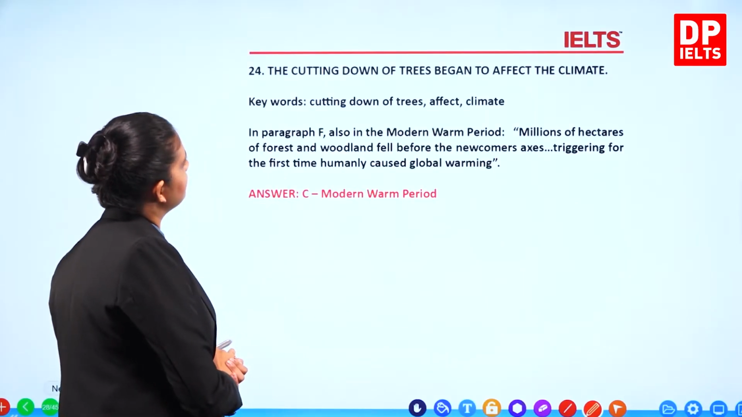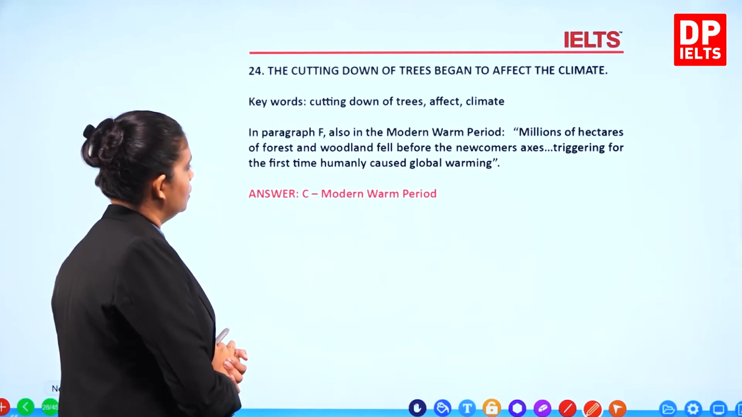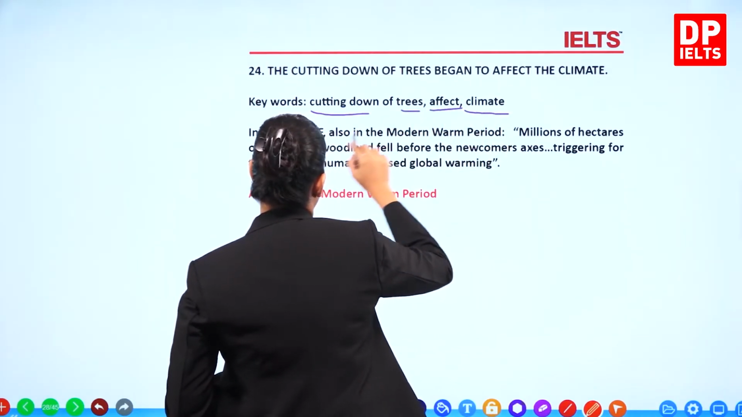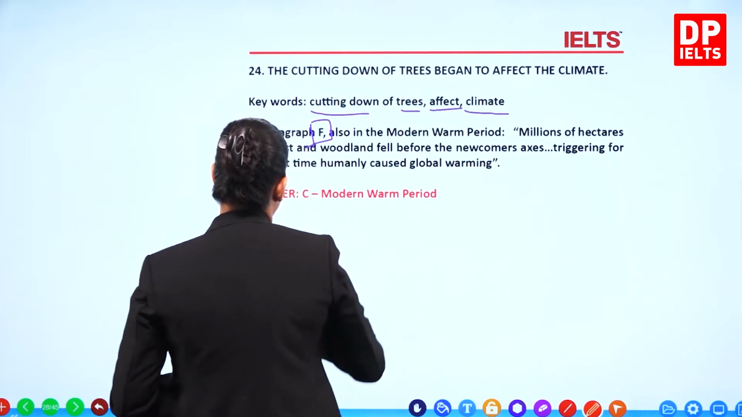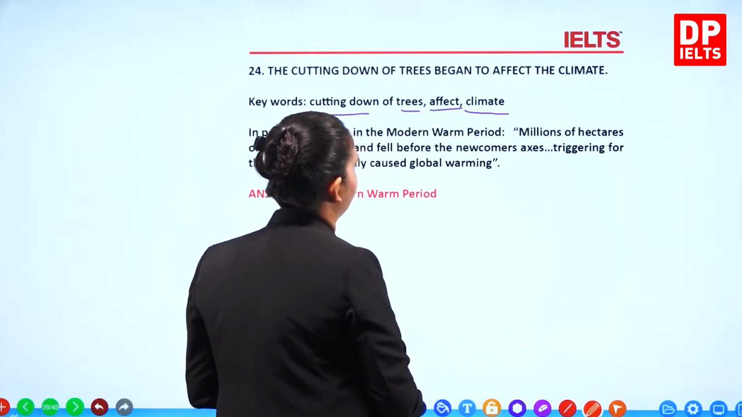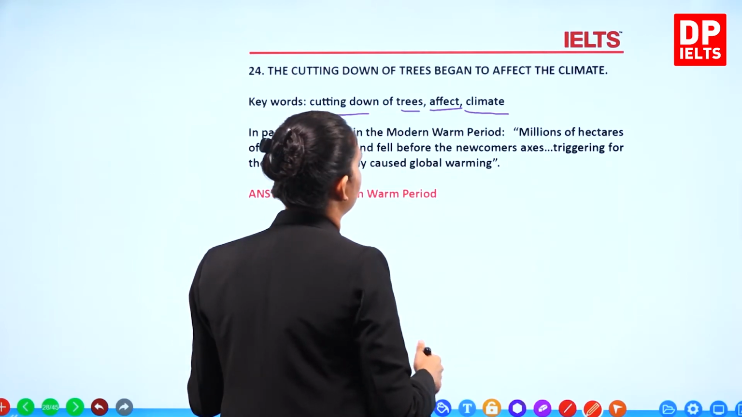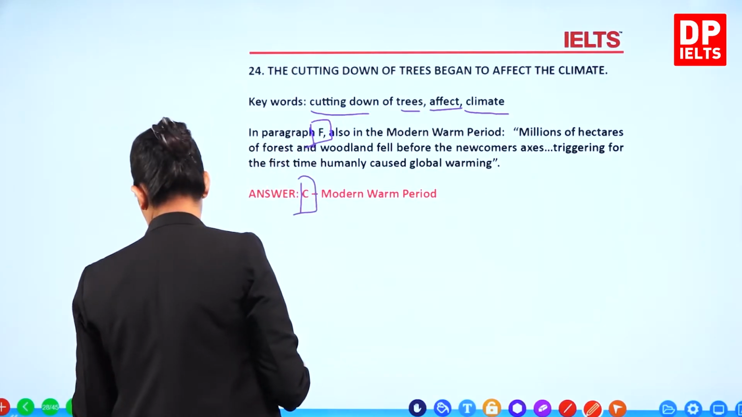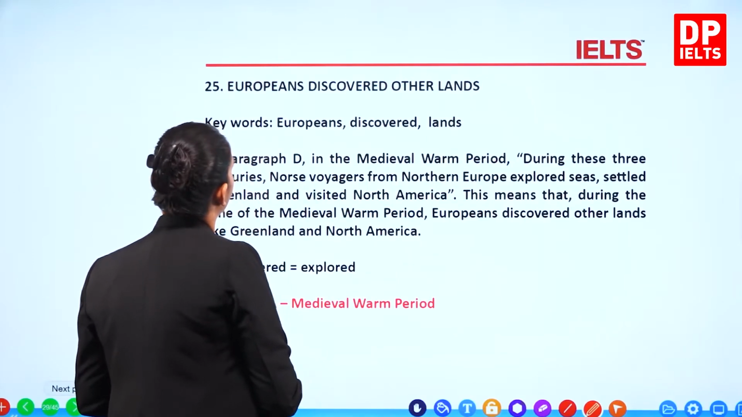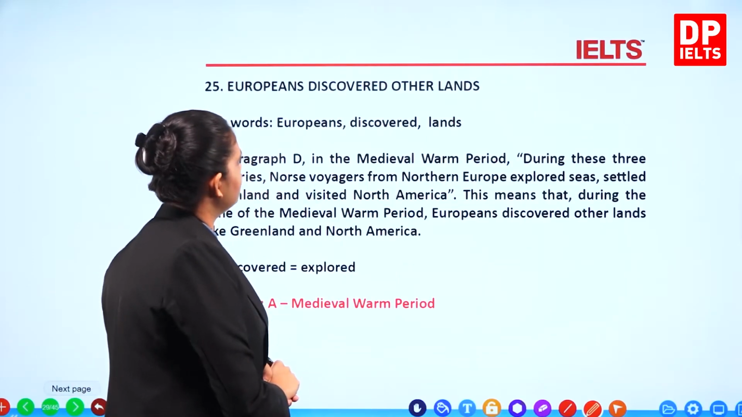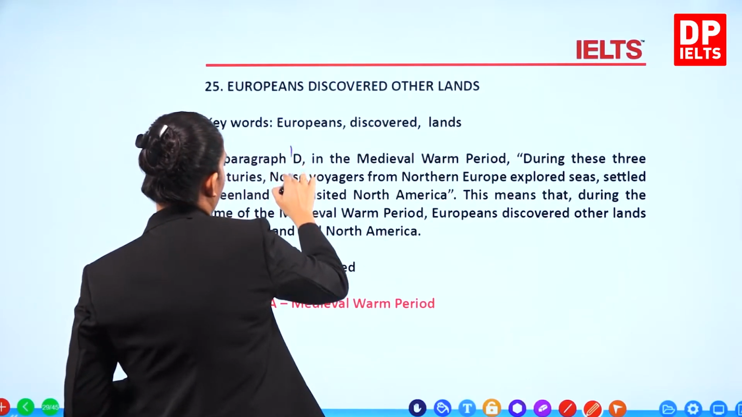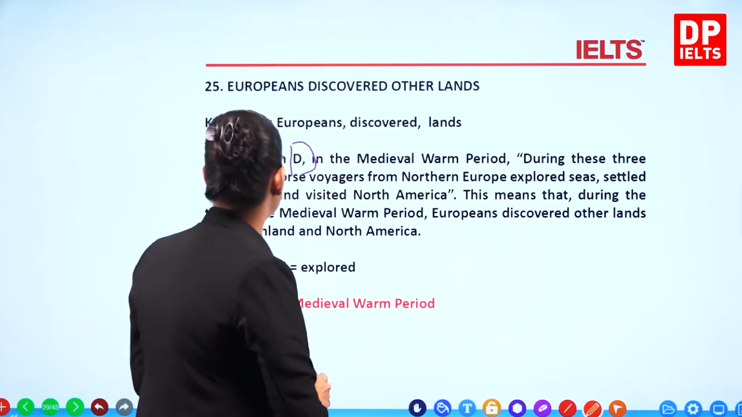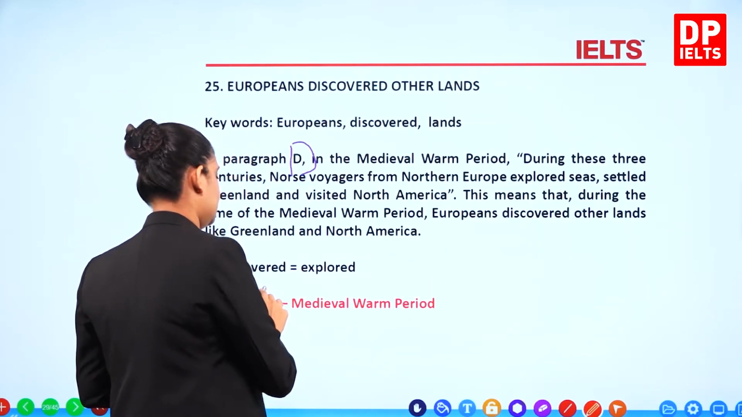24. The cutting down of trees began to affect the climate. So keywords are cutting down trees, affect climate. If you go to paragraph F, also the modern warm period, millions of hectares of forest and woodland before the newcomers, it was triggering for the first time. So I think yes, it's a modern warm period. Answer is C. Right? Number 25, Europeans discovered other lands, right? And if you go to paragraph D and read through, in the medieval warm period, during these 3 centuries, and it goes on, so I would say answer is A.